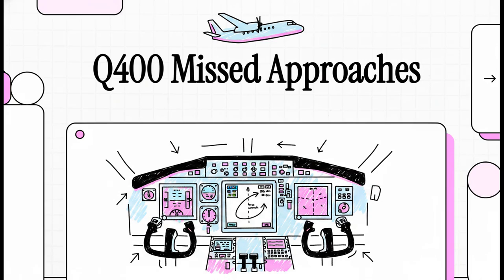Welcome to this explainer. All right, let's jump right in. Today, we're going to simulate sitting right in the cockpit of a Bombardier Q400 aircraft. Our mission? To completely master the missed approach procedures on the Flight Management System, or FMS.